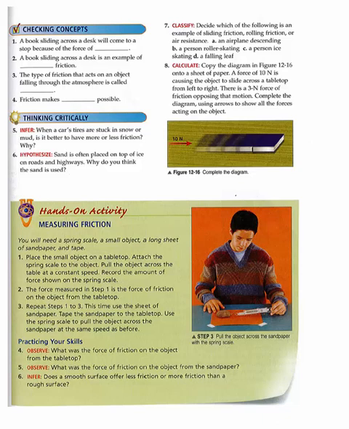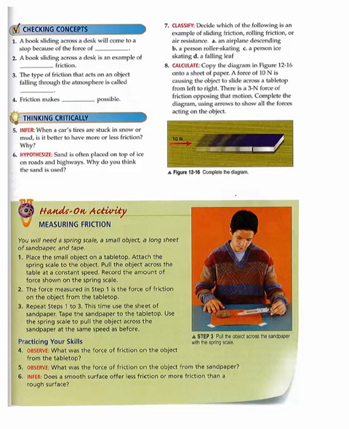Thinking critically. 5. Infer. When a car's tires are stuck in snow or mud, is it better to have more or less friction? Why? 6. Hypothesize. Sand is often placed on top of ice on roads and highways. Why do you think the sand is used?